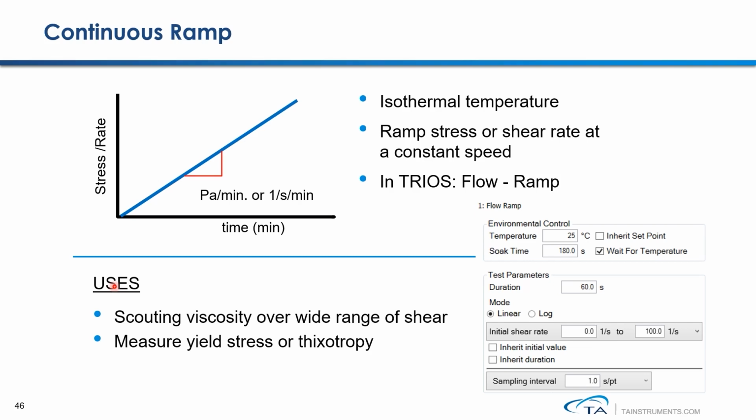The other use of this method is to measure yield stress and thixotropy of a material. And this screenshot on the right side here is giving you an example of how to program a flow ramp experiment in TRIOS software.